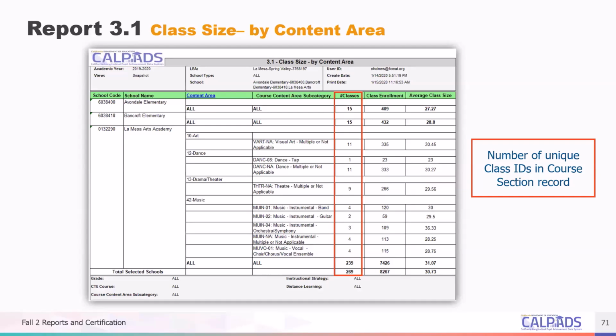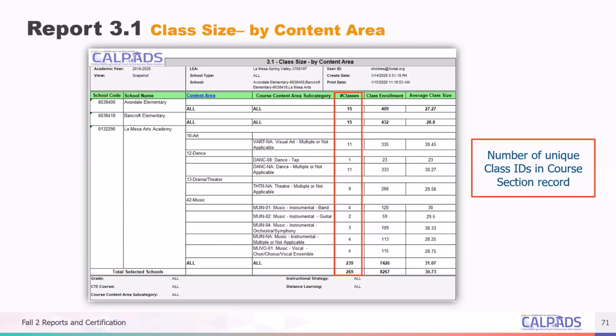Report 3.1, class size by content area. All right, so this report is important, in particular when you think of your SARC, because class size is something that's reported. Many parents are going to determine the schools or the districts they choose based on the teacher to student ratio, the class size, right? We can generally assume that better instruction is given when the students are getting more one-on-one time in smaller classroom environments. So you want to pay careful attention to your average class size and then identify any classes that are larger than they should be.